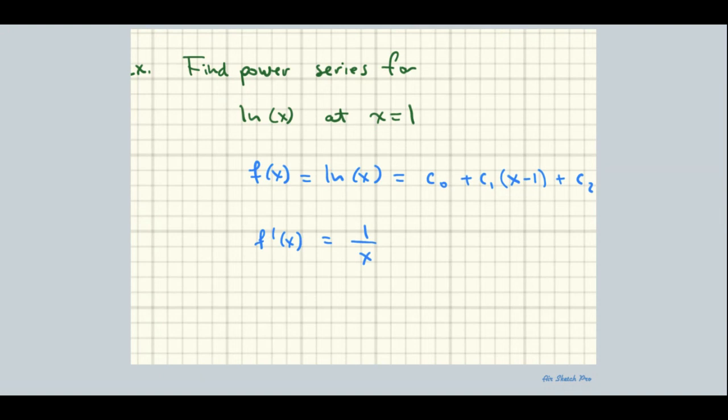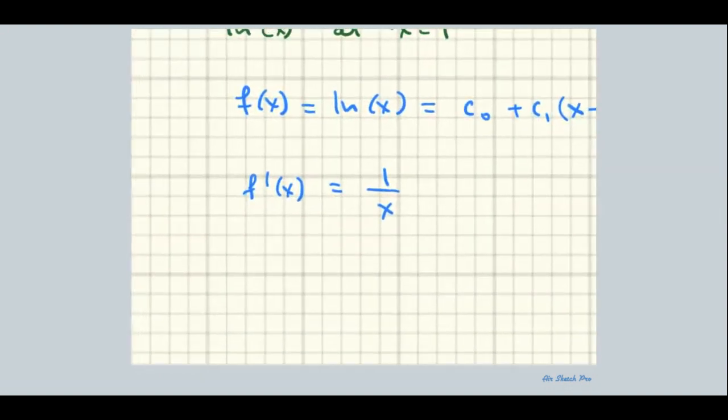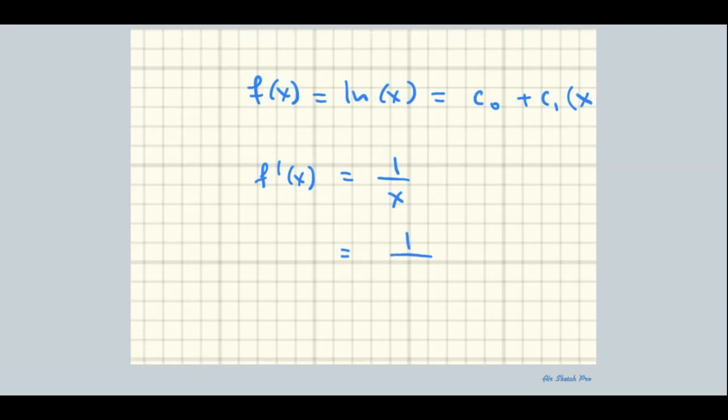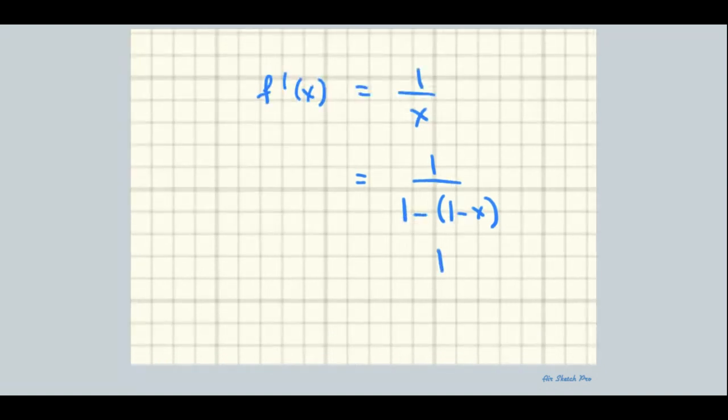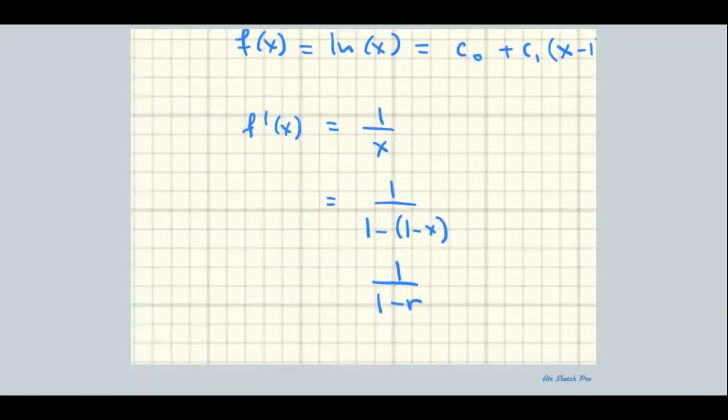Okay. Now, obviously you're not going to plug in 0 on that, are you? But we can get this as 1 over 1 minus (1 minus x). And that looks familiar. That's our canonical example, isn't it? This looks like 1 over 1 minus r, if you will. And I know you're seeing x minus 1 while I'm seeing 1 minus x. We'll fix that.